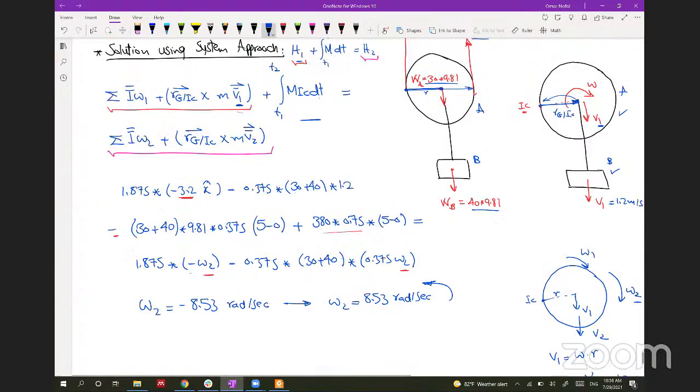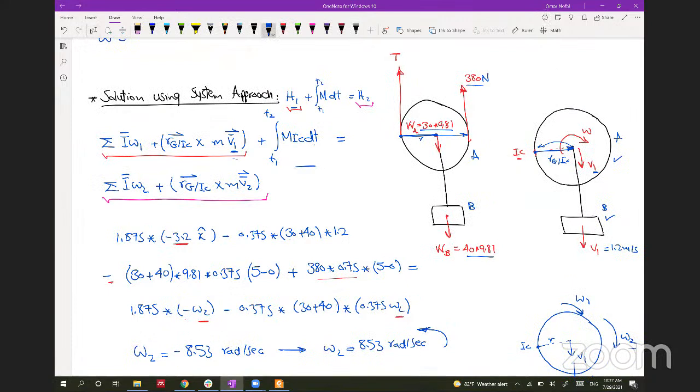And that makes sense because this system starts going down, and now we applied forces for 5 seconds. So maybe this pulley can go up, and when this pulley goes up, it will be rotating this way.